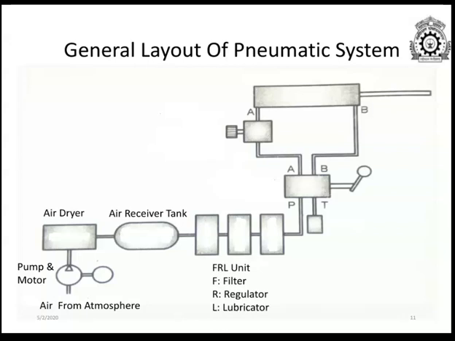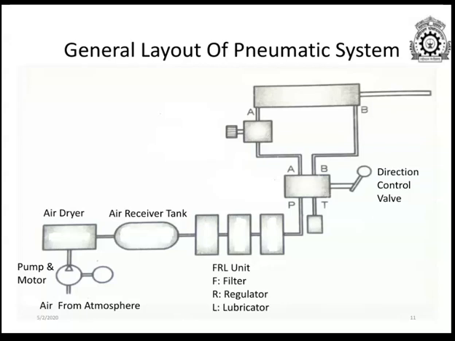From this air receiver tank, the air is supplied to the FRL unit. F stands for filter, R stands for regulator, and L stands for lubricator. The filter is for impurities or water bubbles, which we can filter out in the FRL unit. The regulator is for regulating the pressure, and lubricator means for some applications we need a lubricator. So with the help of the lubricator we can give lubricating oil to the air. Then it is given to the direction control.